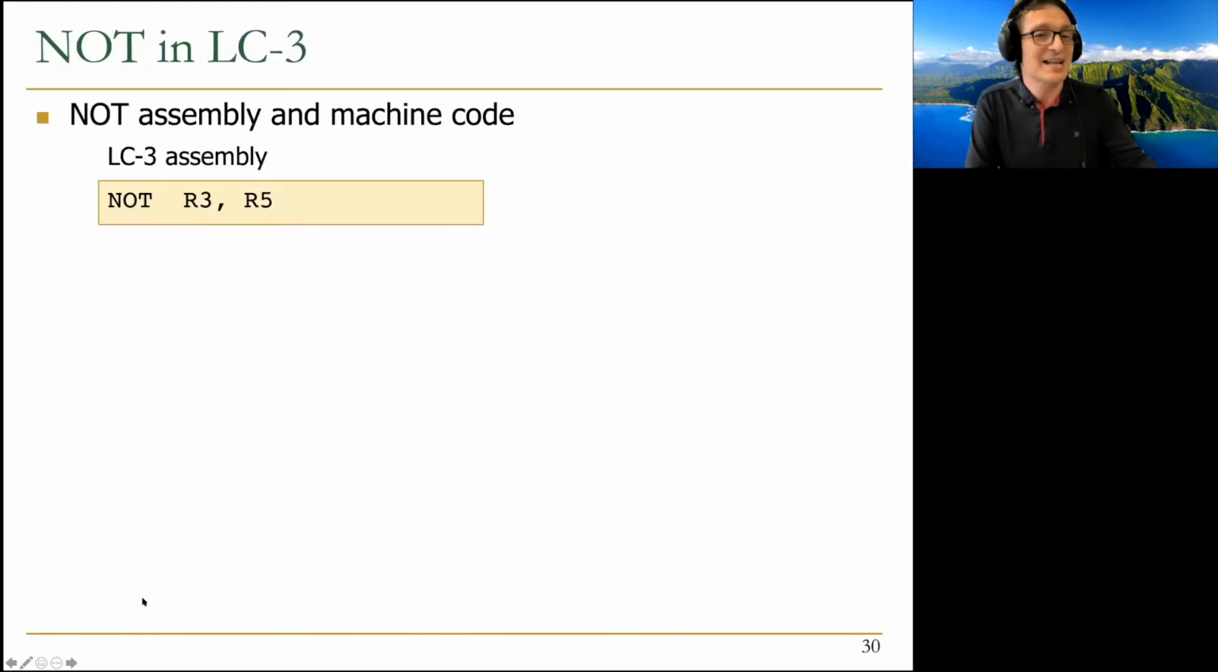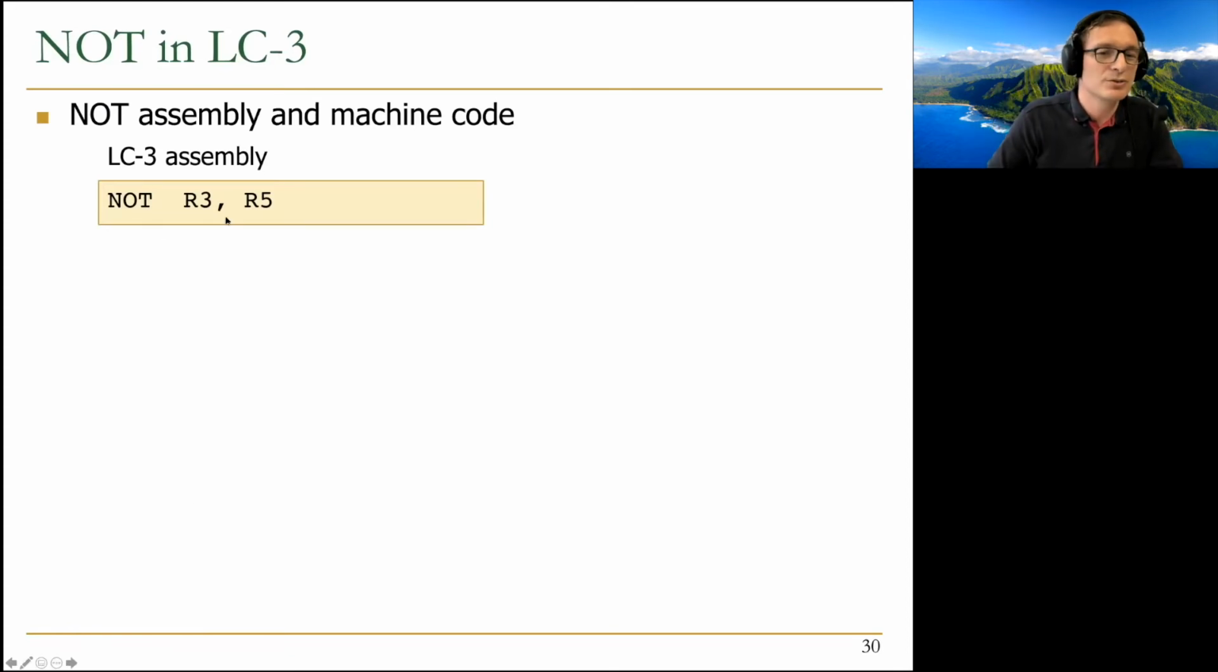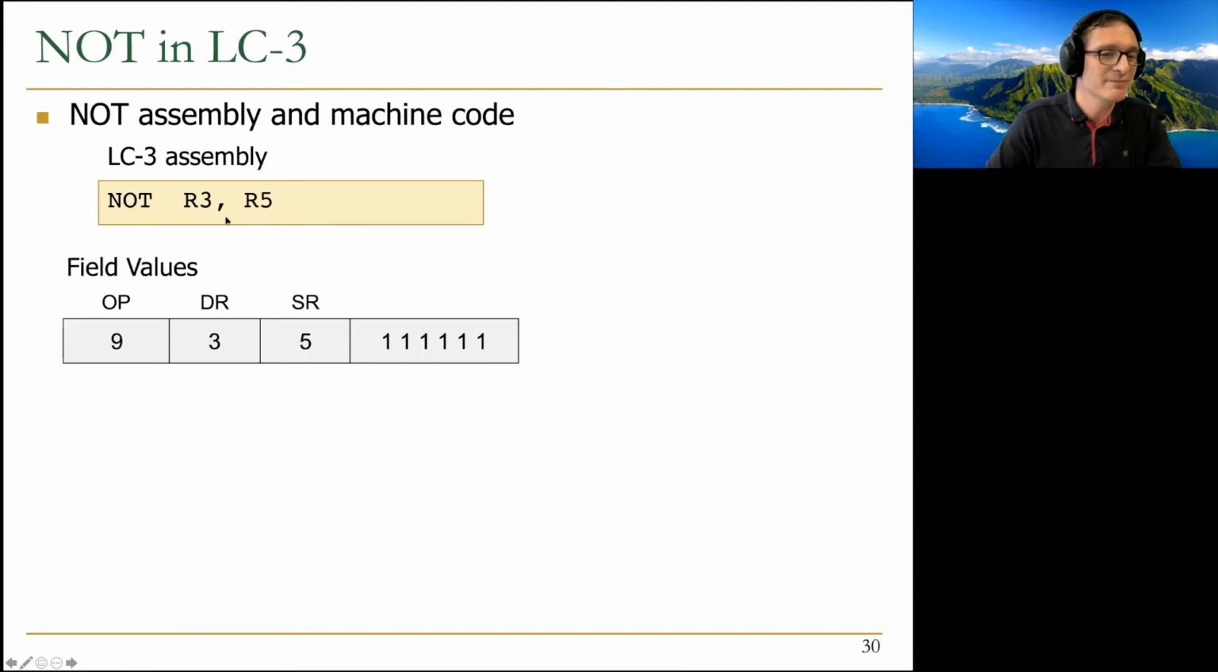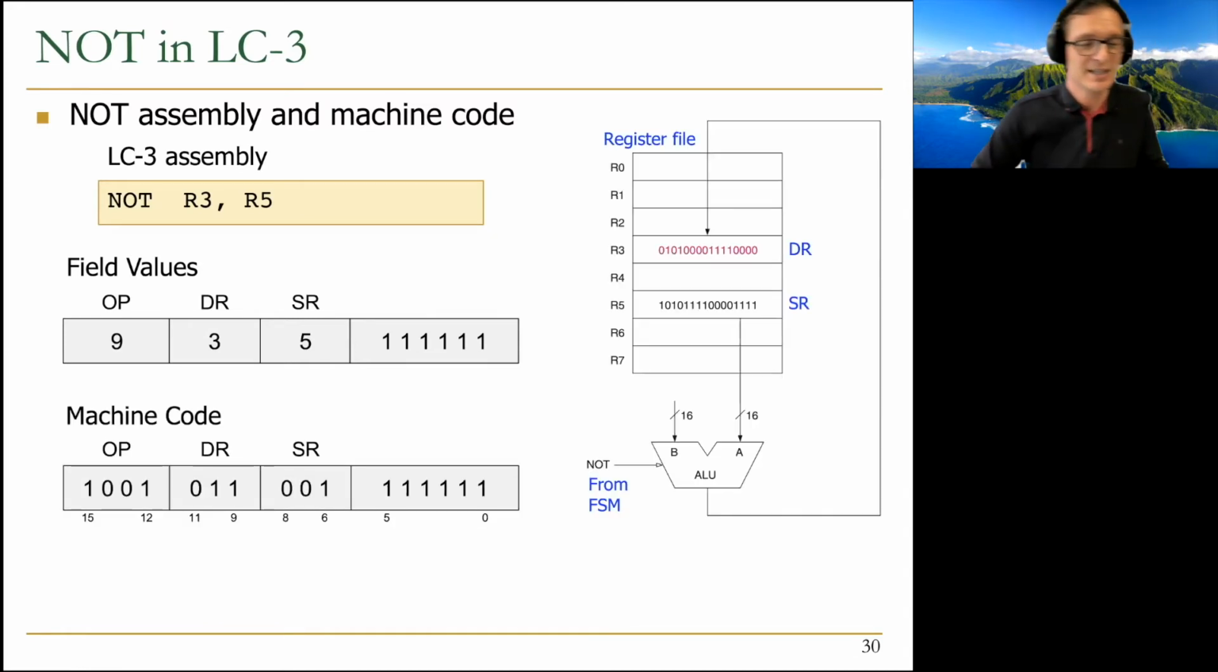Okay, let's take a look at not in LC3. This is the simplest operation, a unary operation. This is the assembly. Basically, you not R5 and put the value into R3. And this is the opcode, and the bottom 6 bits are defined to be set to 1. And this is the destination register and source register. I'm going to go through these relatively quickly because we've seen many examples of this before.